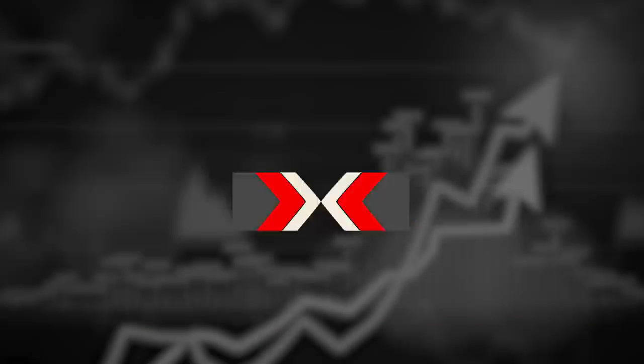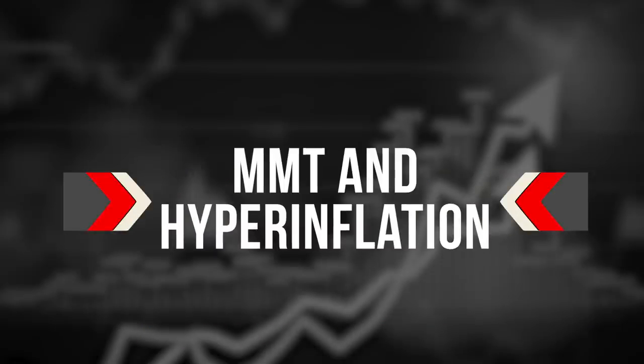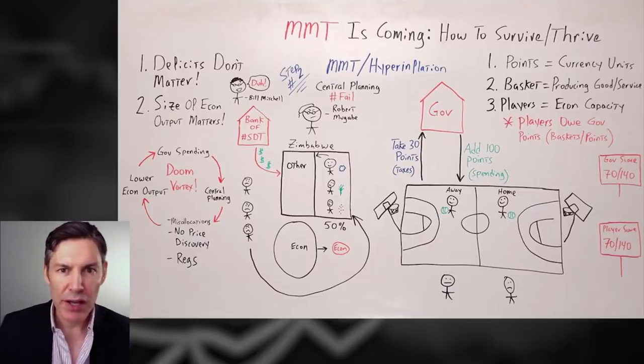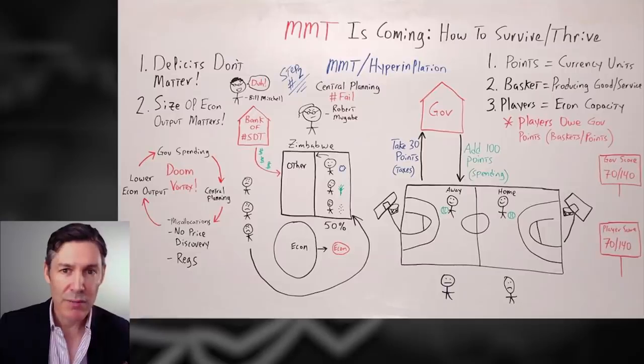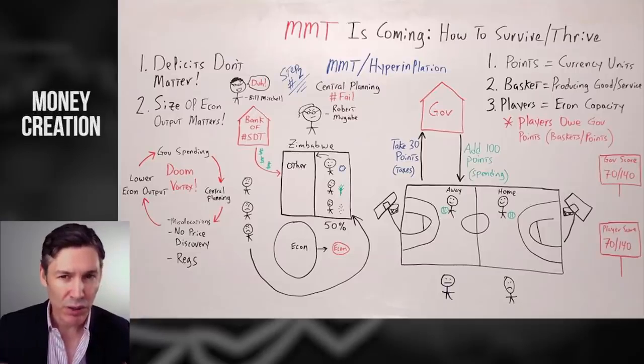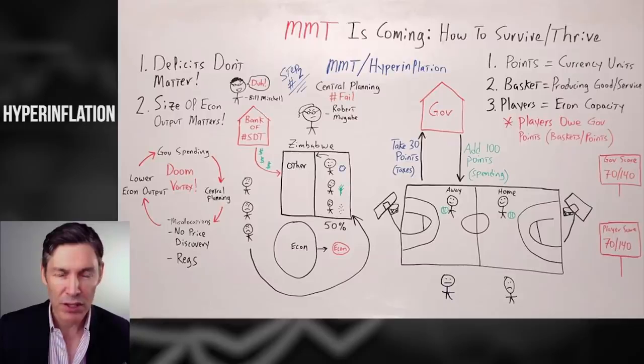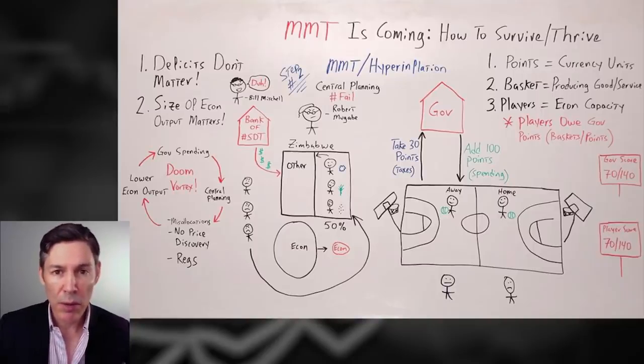Step number 2, MMT and hyperinflation. To really figure out a game plan, how you can not only survive but thrive financially in a world of helicopter money, we have to see things through the vantage point of MMT. We understand how they see money creation, but now let's really dive into hyperinflation. And in step number 3, we're going to put all the pieces of the puzzle together so you can be more prepared and have a better financial future.